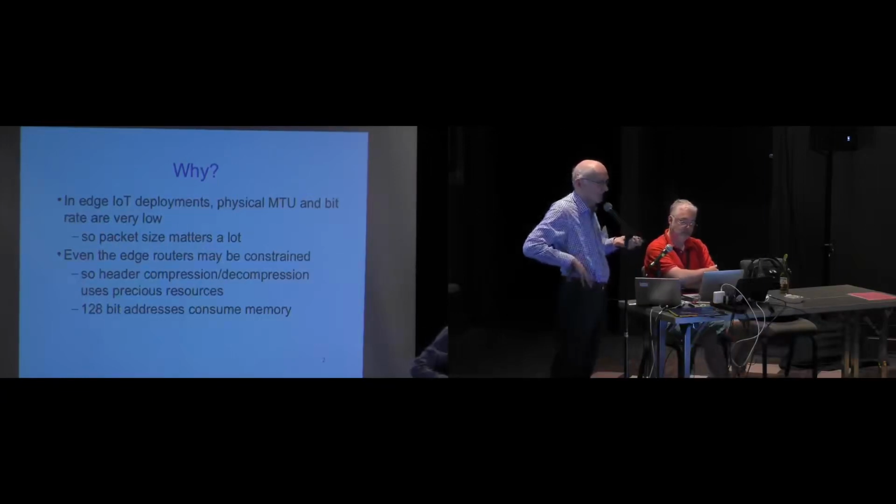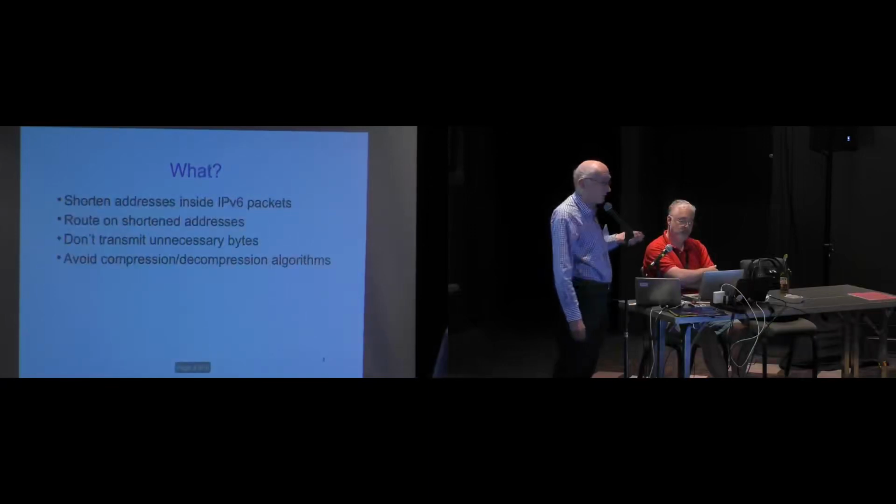128-bit addresses use memory. So for a certain class of routers, there is a strong case for both reducing packet size and reducing the header decompression and compression overhead. What? Well, you do it by using shorter addresses, routing on the shorter addresses, not transmitting unnecessary bytes, and avoiding any fancy compression and decompression algorithms at the level of processing the IP header.